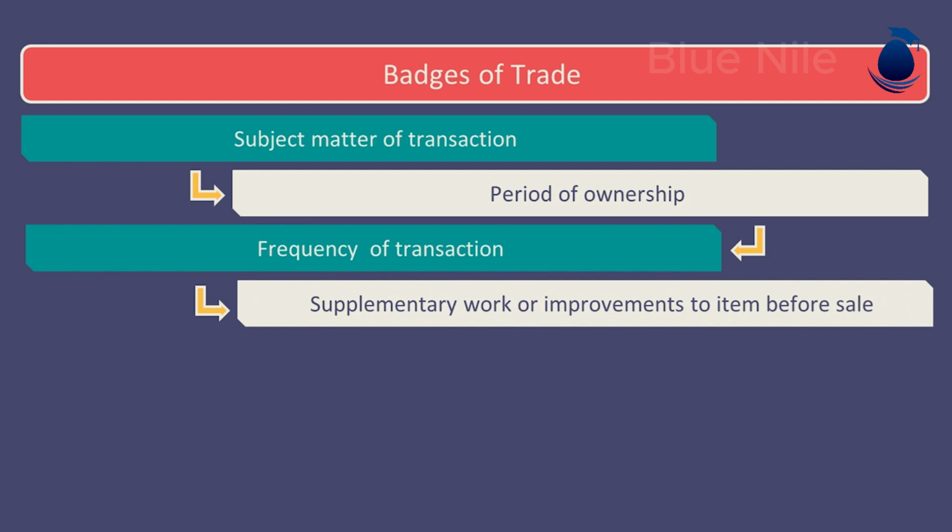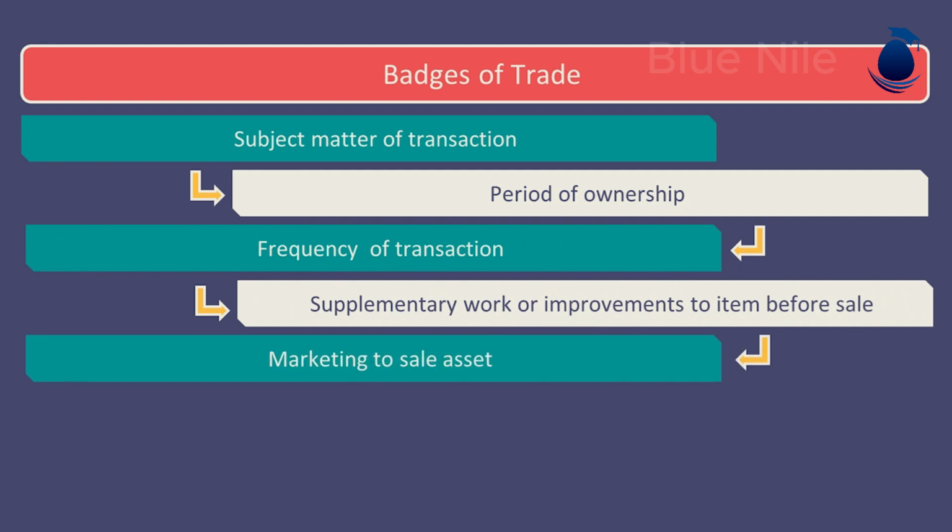Any supplementary work or improvements made to the item before it's sold. So this doesn't necessarily mean a trade is definitely occurring, as often people will want to make improvements to an item for their own enjoyment, but it's just trying to build up a picture using these badges as to whether there is a trade. Any marketing undertaken in order to sell the asset. Again, on its own, this wouldn't be enough to prove a trade was in existence, as often people will use an agent to sell something.